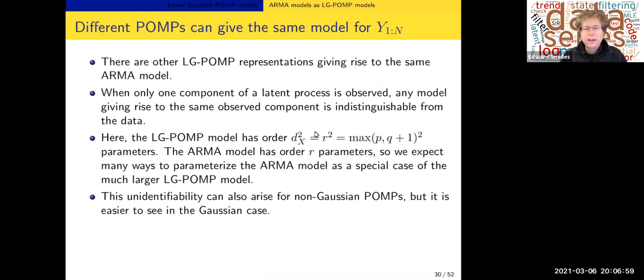So the linear Gaussian POMP has order r squared parameters because it has a dx by dx matrix A, for example. The ARMA model has only order r parameters. And so the LG-POMP has many more parameters, and so it has many more degrees of freedom. It seems like these can't all be identified, and so we expect unidentifiability.